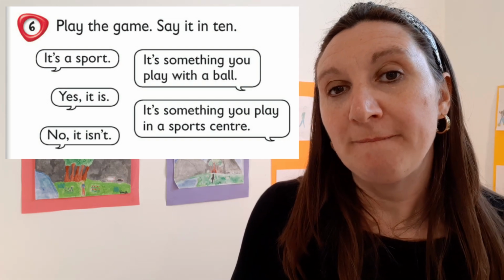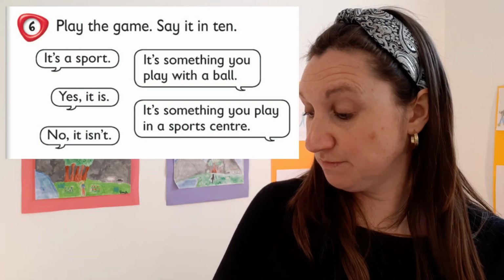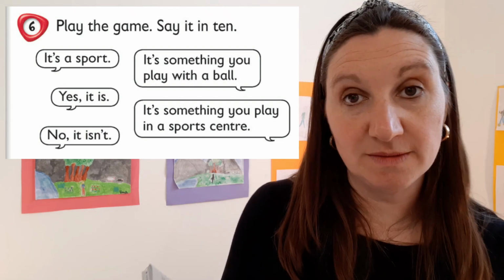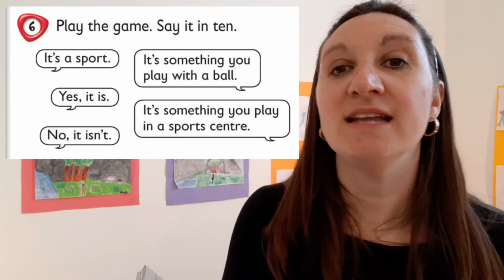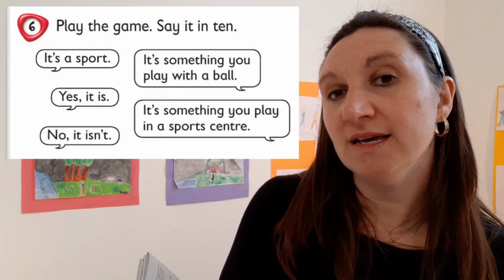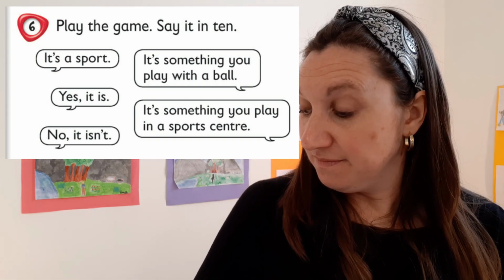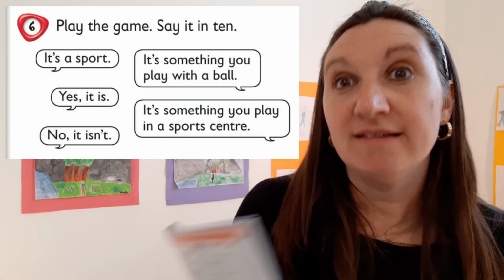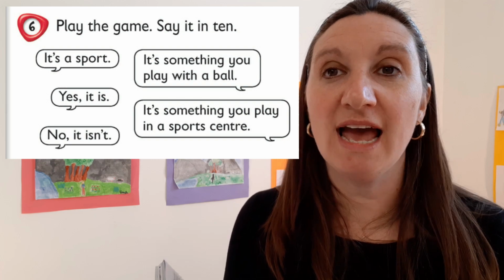So the person needs to ask the question: it's a sport, or it's a person, it's a thing. And then you start: is it someone? Is it something? Is it anywhere? It can be a place as well. So just have a practice with that, asking the questions in 10.